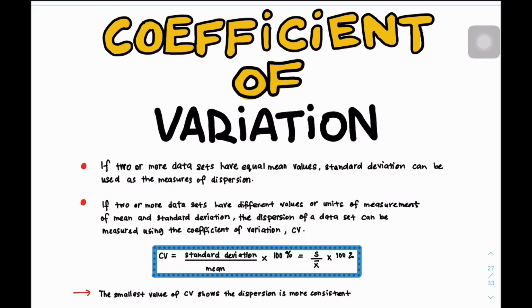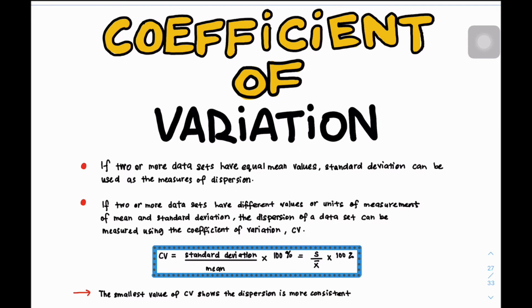Okay, if two or more data set have different value or unit of measurement of mean and standard deviation, the dispersion of a data set can be measured using the coefficient of variation. So kita boleh juga ukur taburan data, measures of dispersion ni, dengan menggunakan coefficient of variation, di mana coefficient of variation dia ada formula dia, iaitu standard deviation dibahagikan dengan mean. Okay, so kita dah belajar dah sebelum ni macam mana nak cari standard deviation for data set, both group and ungroup data. Okay, and also how to calculate the mean for both group and ungroup data.